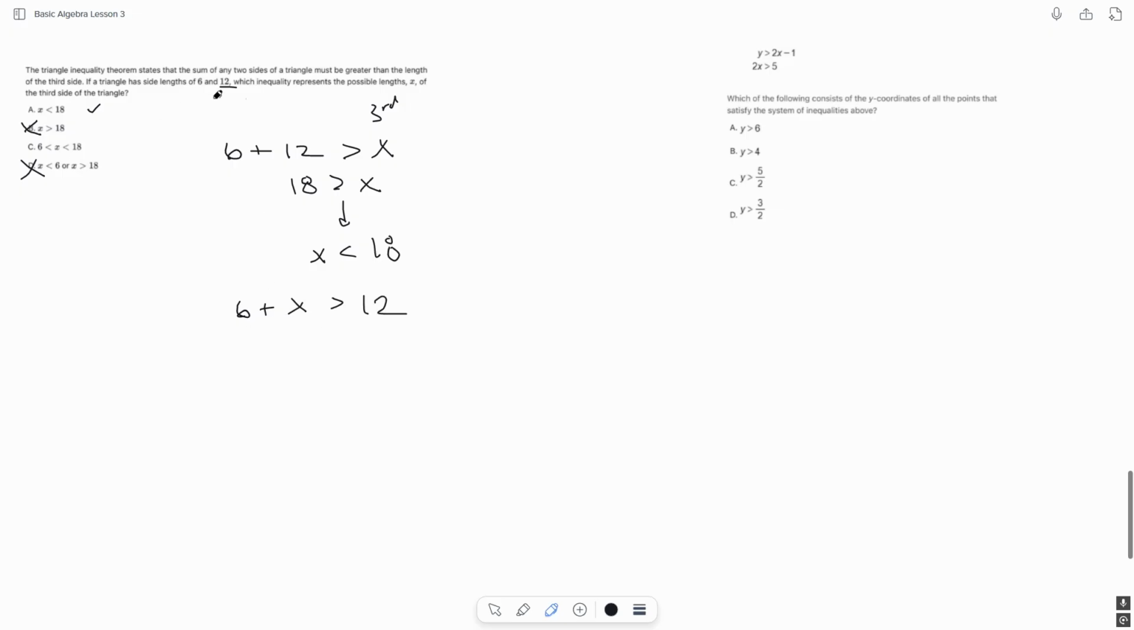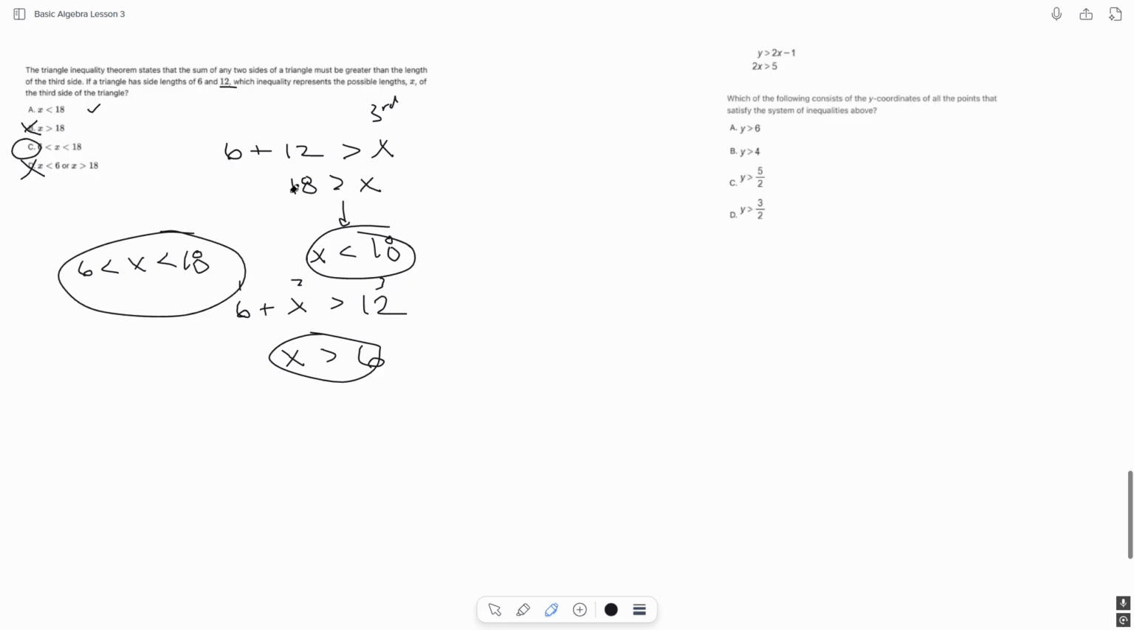Because if this is less than 12, we have to make sure that the first and second side have to be bigger than the third side, at least in terms of first, second, and third as in least to greatest. So if we have this, we also have X is greater than 6, sorry, I don't know why I said 8 earlier. X is greater than 6 and X is less than 18. So if you put this together, you actually have this for C.